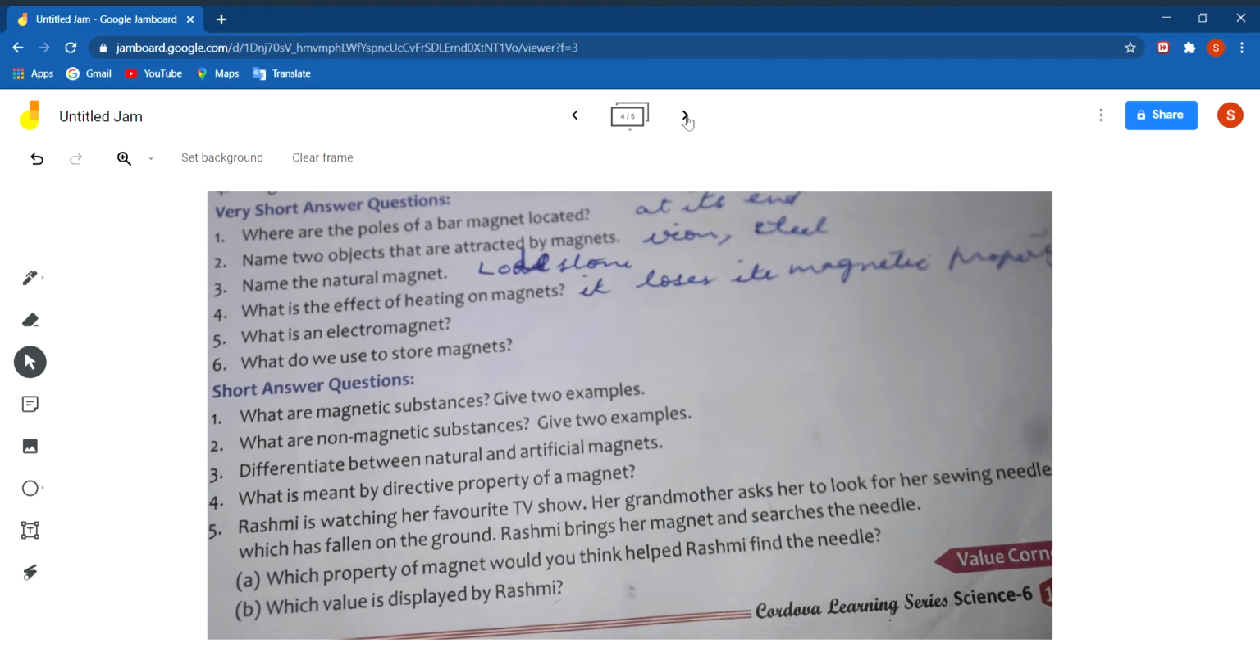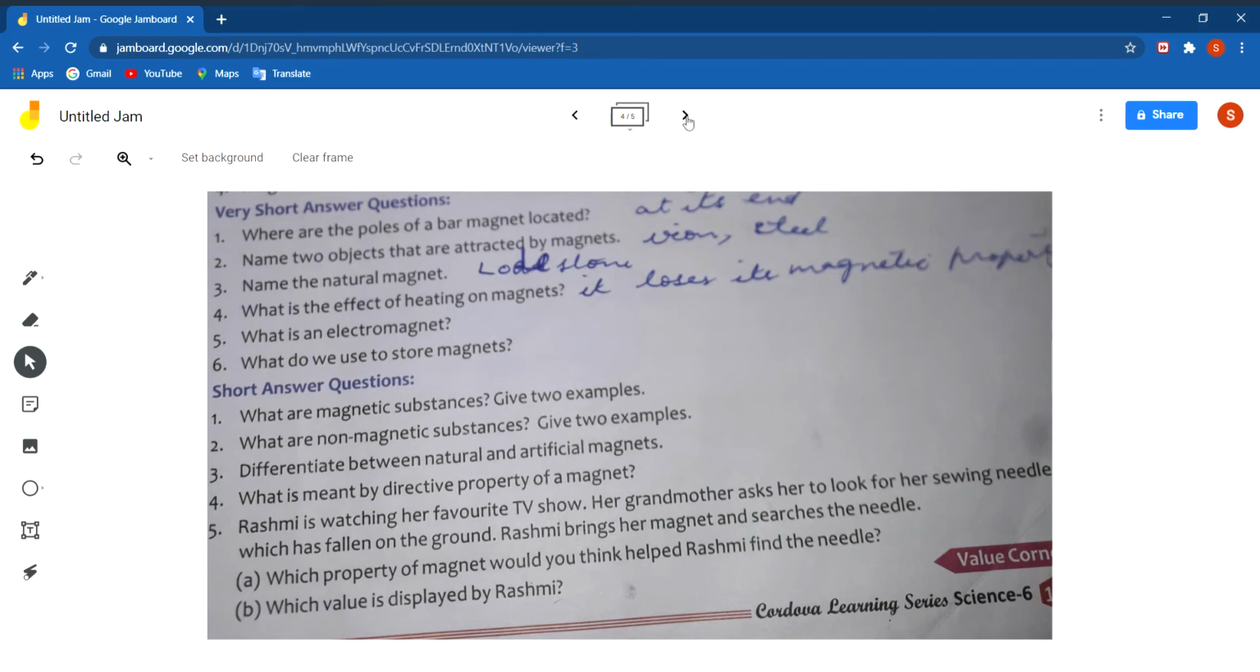Then what is the directive property of a magnet? You have read the properties of a magnet. What is the directive property? A freely suspended magnet always rests pointing in the north-south direction. This property is called the directive property of a magnet. On page 125 you can see this.